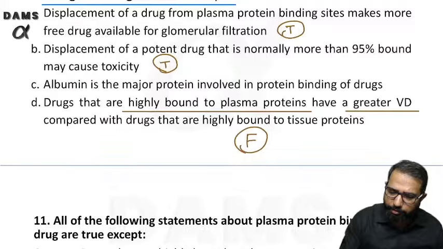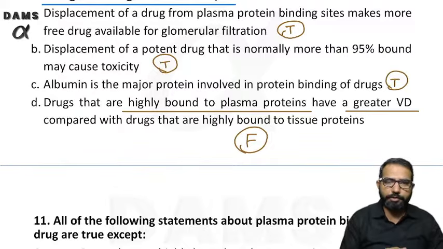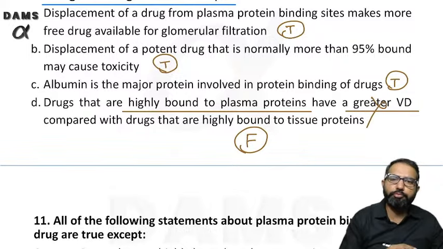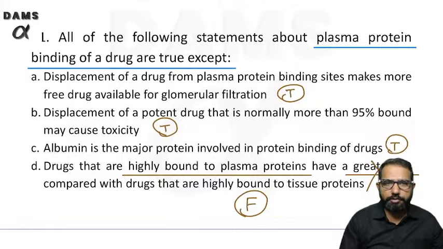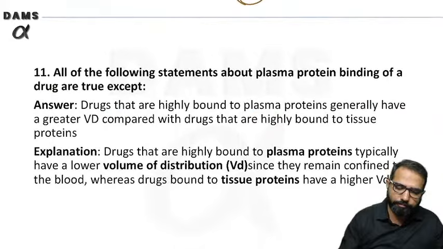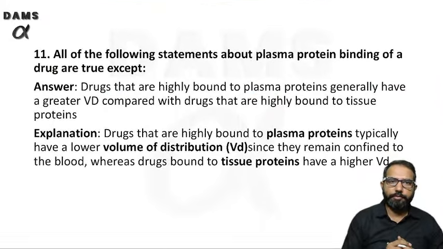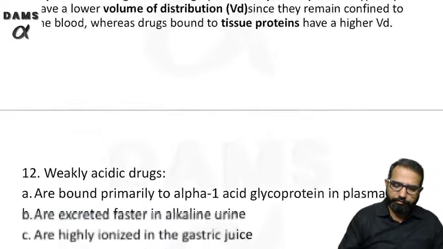So these 1, 2 and 3 are true, but D is false. No, Patel sir. So you can see drugs that are highly bound to plasma proteins, they have the great VD. No, they have the less volume of distribution. So if you see these options, you can easily say option D is false. So the answer will be option D. Right? So volume of distribution is only for free drug, only for free drug.